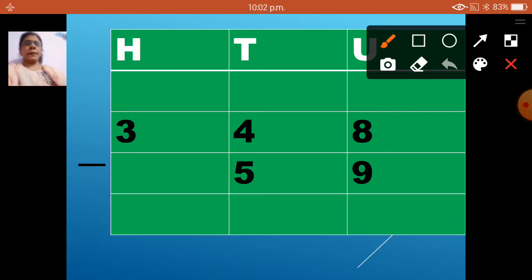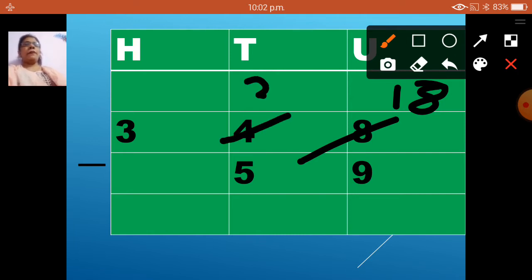8 minus 9. So 8 is a smaller number, 9 is a bigger number. So we cannot subtract. So what we will do, we will cut this 8. We will make it as 18. And from where I got this 1? I got from 4. So I will cut this 4 and I will make it 3. I borrowed from 4, so it will become 3. Now 18 minus 9. After 9, 10, 11, 12, 13, 14, 15, 16, 17, 18. So 18 minus 9 is 9.